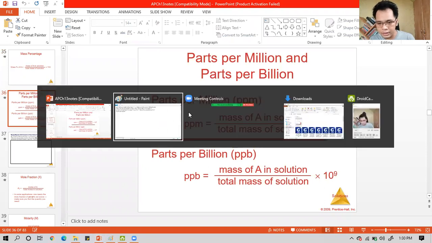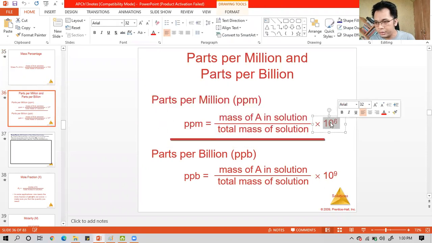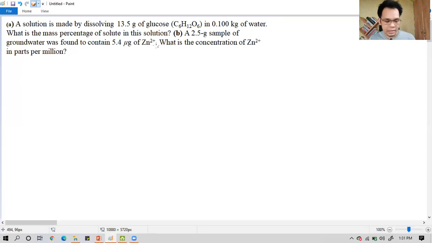So tatandaan niyo guys that this scientific notation denotes that the numerator must be times 10 raised to negative 6 lesser than the denominator. For this example, as you can see here, this one for the problem is expressed in micro. So when we convert it into grams, in terms of 5.4 times 10 raised to negative 6, tama, when it comes to grams.